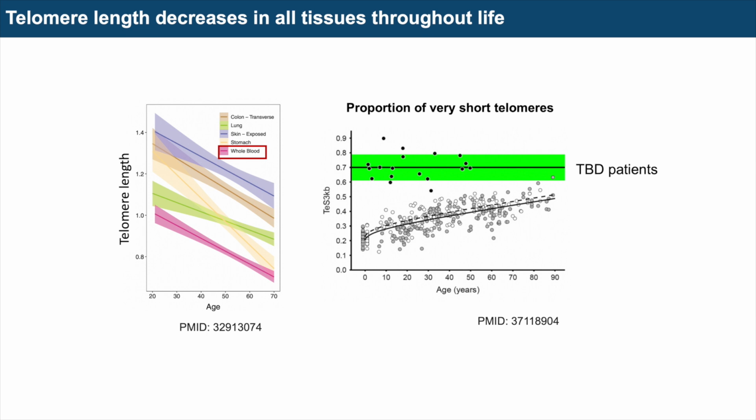And so what I'm showing you here is telomere length again relative to the age of an individual. And you can see that patients with telomere biology disorders, highlighted with these black circles, really have critically short telomeres in their hematopoietic stem cells and the cells that are derived from those stem cells.